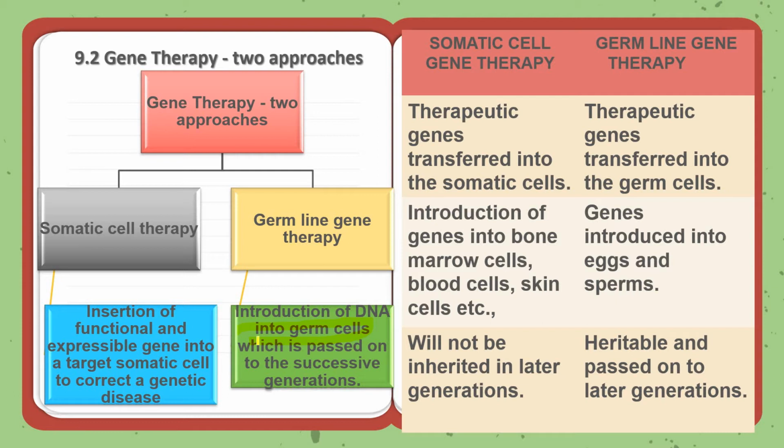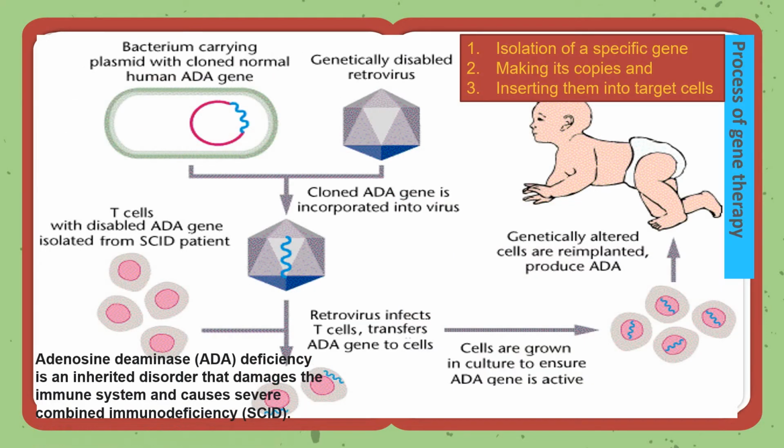In the first case, somatic cell gene therapy, we insert the particular functioning gene into the body cell so that the gene can be expressed and rectify the genetic disease for that particular person only. But in the case of germline gene therapy, the gene is introduced into the germ cells, for example the eggs and the sperm, so that they are heritable and passed to later generations. So this is the comparison of somatic and germline gene therapy.